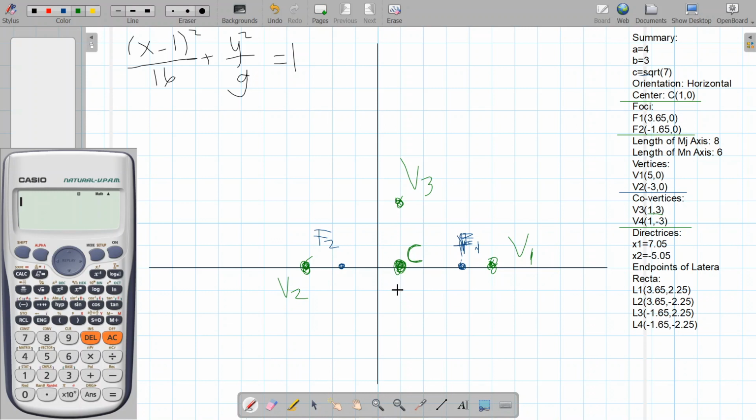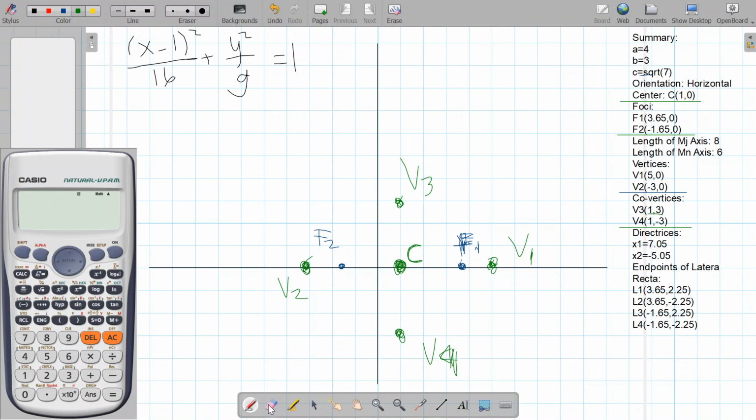And V4, it's 1, negative 3. So 1 for the horizontal part and 3 for the vertical part. So negative 3. So 1, 2, 3 going downwards. So we have V4. Okay, so we have already the endpoints or the extreme points of the ellipse.